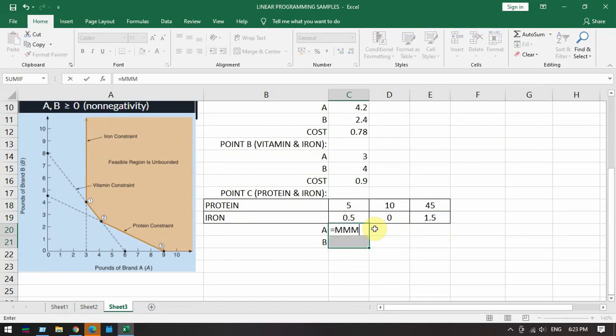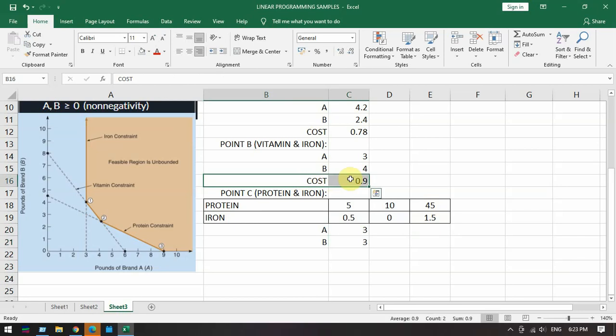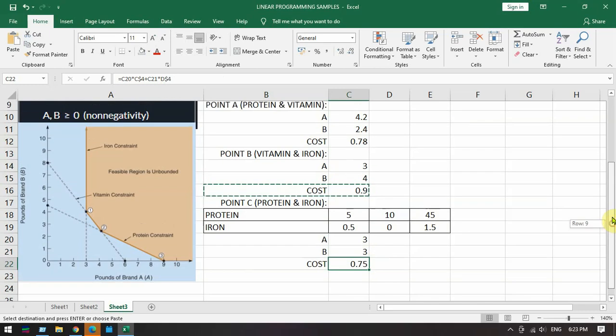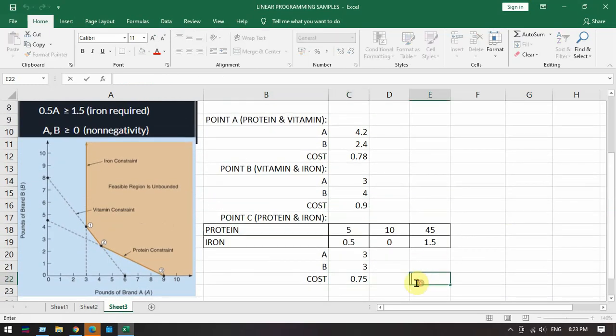So this is M mult, oops, M mult, M inverse. Okay, so we're going to get this, and then we have this. Again, shift control enter. Okay, so this will be our third point, which will give us a cost of 75 cents. So as you actually notice, again, we have 0.75 lower than 0.78.